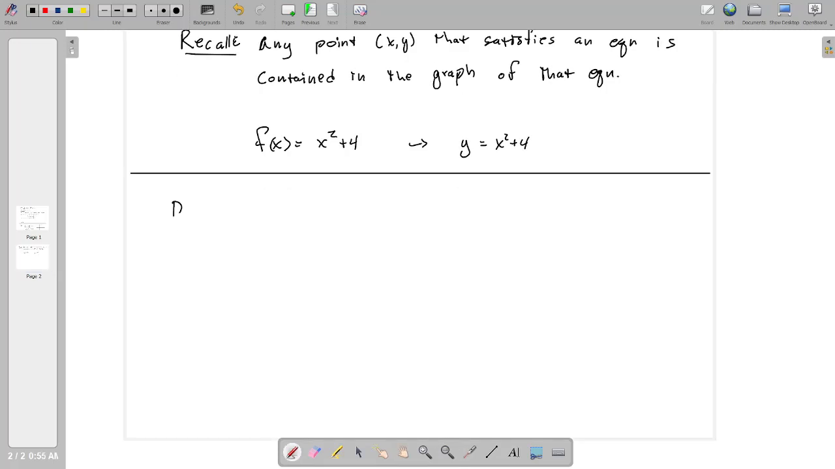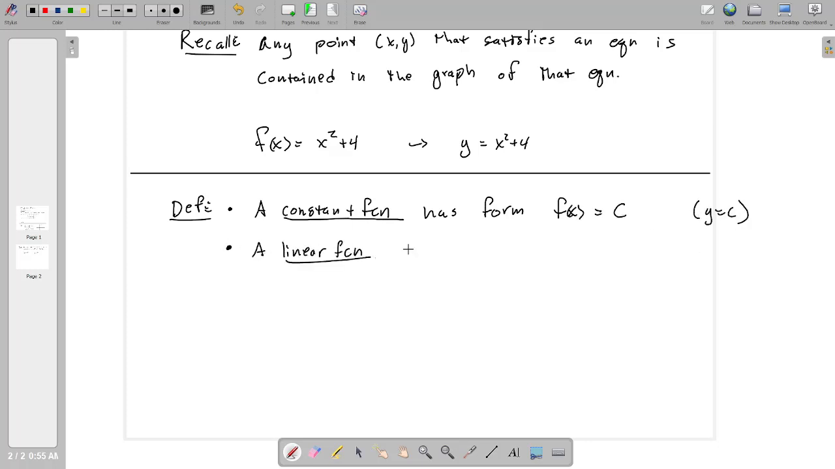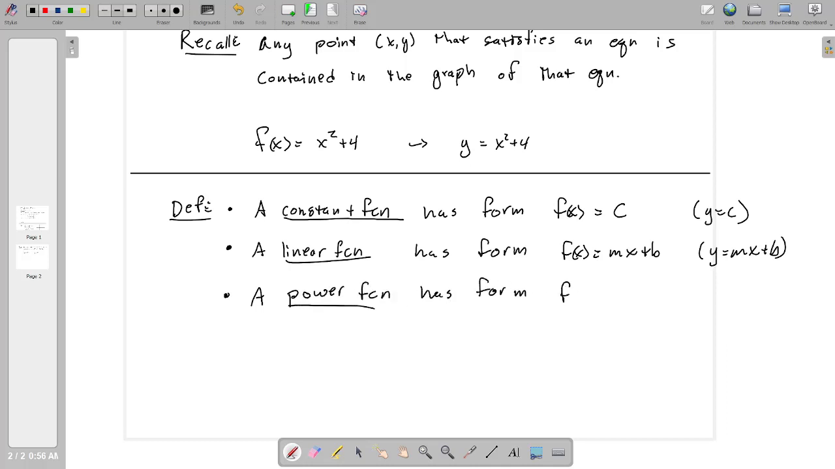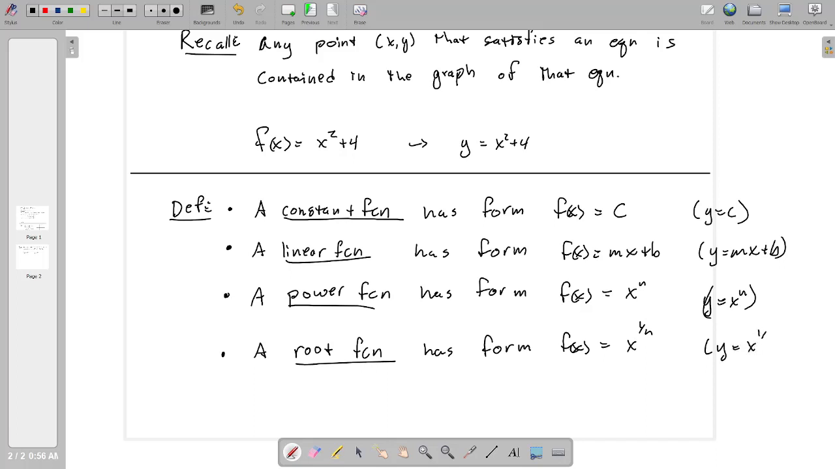We're going to list off a few definitions of different types of graphs. A constant function has the form f of x equals c, where c is a real number, or y equals c. A linear function has the form f of x equals mx plus b, or y equals mx plus b. A power function has the form f of x is equal to x to the n, where n is an integer, or y equals x to the n. A root function has the form f of x is equal to x to the 1 over n power, where n is an integer, or y equals x to the 1 over n.